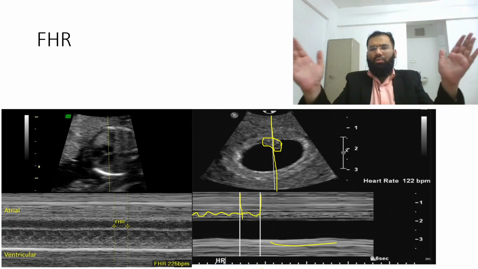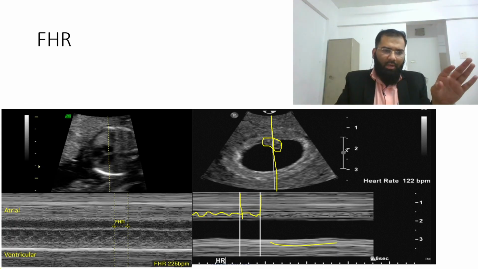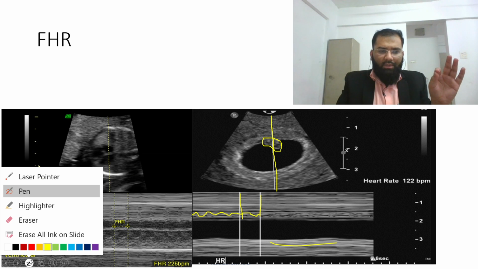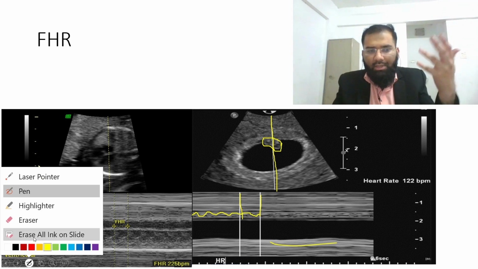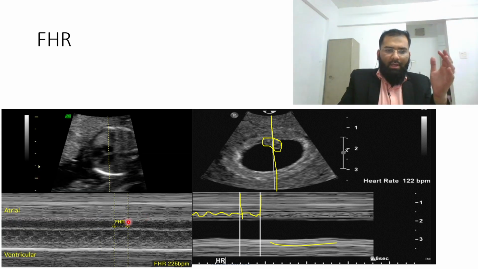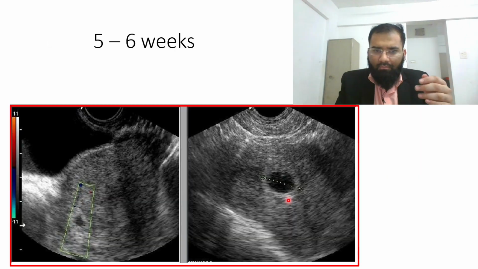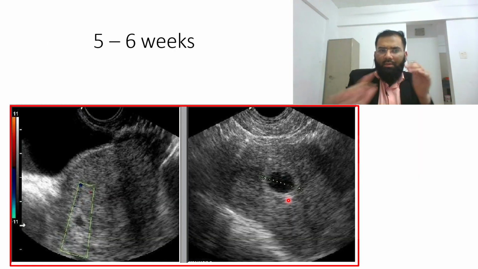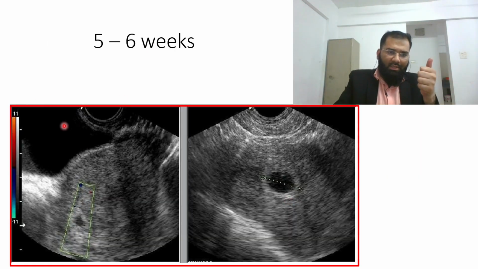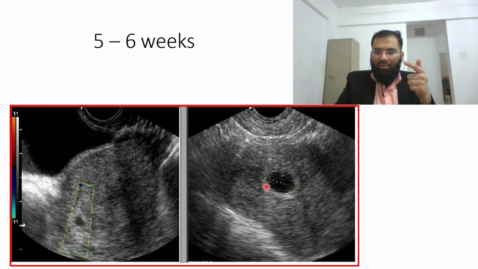Now I'll take you through images. We are about to reach the end of this session and I'll take you through images so that you understand better how we'll go along this. Initially, 5 to 6 weeks. Look, this is a transabdominal scan. You're hardly able to see just the G sac. This is a transvaginal scan. You can see the G sac. Very important, you're able to see the trophoblastic reaction surrounding the G sac.